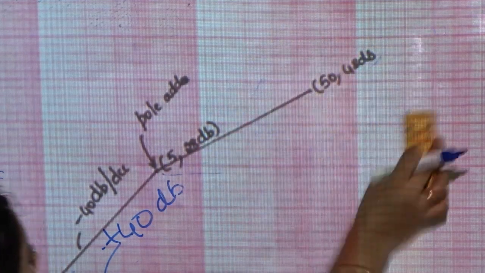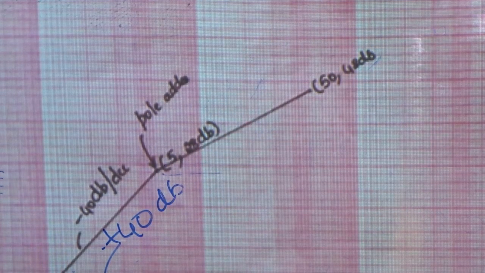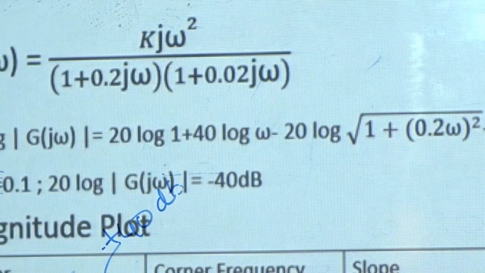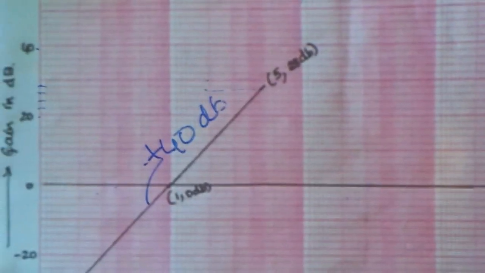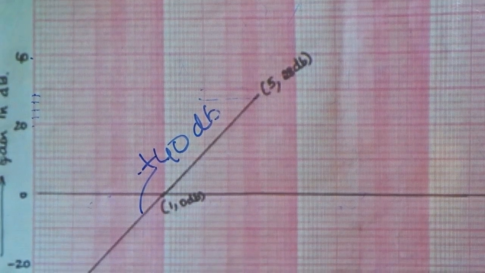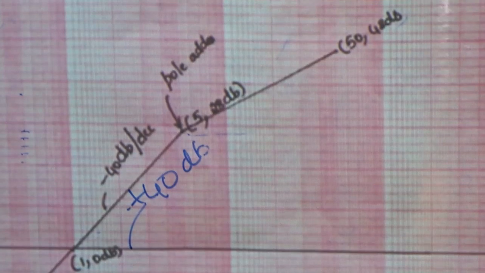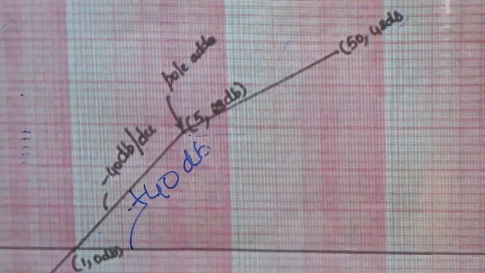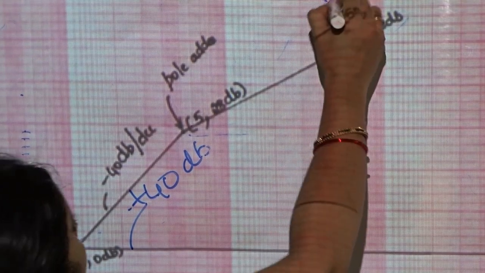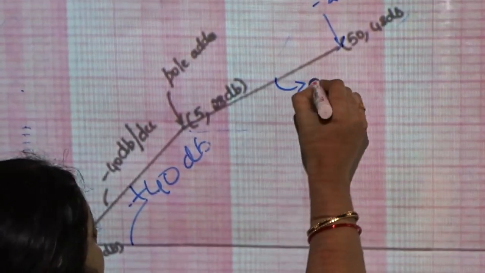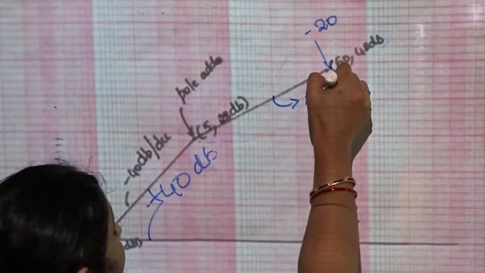Next, at this 50, come back to the table and see where the next corner frequency is. At 50 itself. You did not extend. Otherwise, if it was at somewhere like 70 or 100, then you should have extended it. But now exactly at 50, one more pole is getting added. Pole means minus 20. This is going at plus 20, and you are adding minus 20.